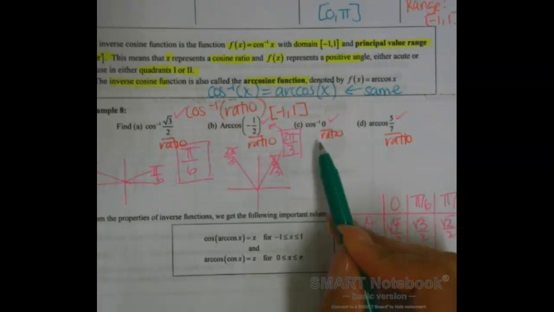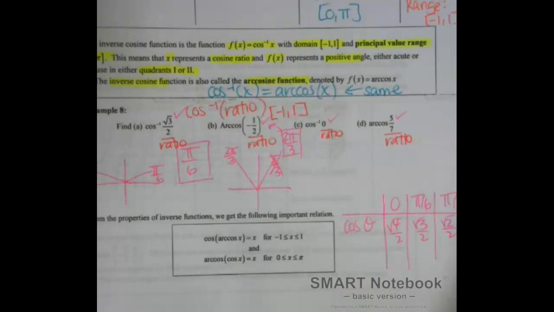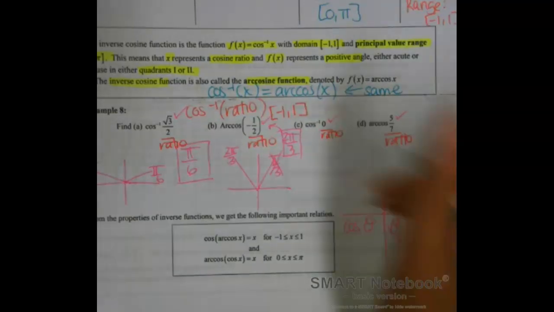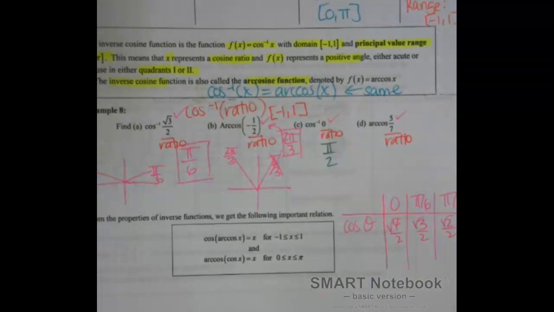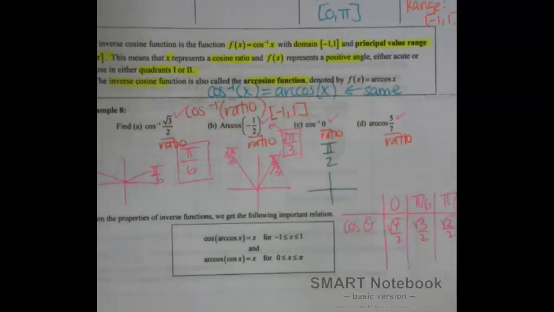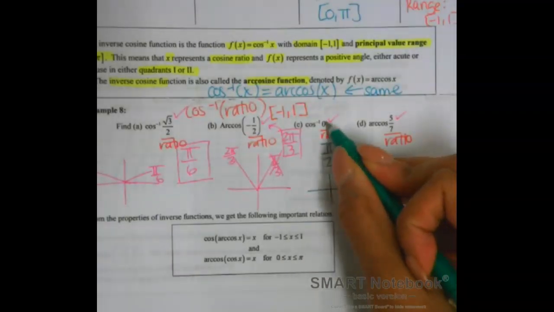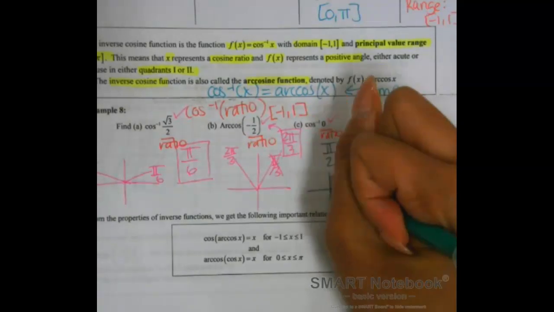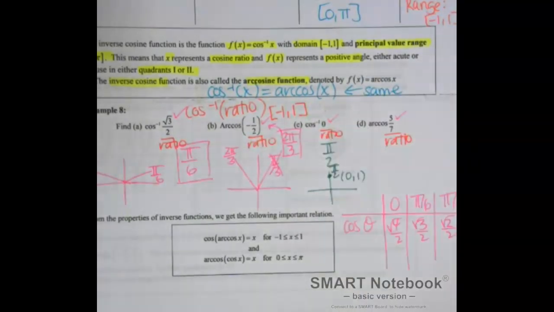All right, so for cosine inverse of 0, Euridia, what did you get? Pi over 2. Is there another answer we could use, or is it just pi over 2? Okay, so you're correct. It's neither negative nor positive. The cosine ratio for this is 0, so we're just using it as a ratio. Pi over 2 is here. Pi over 2 is the coordinate 0, 1. Do you agree with that?